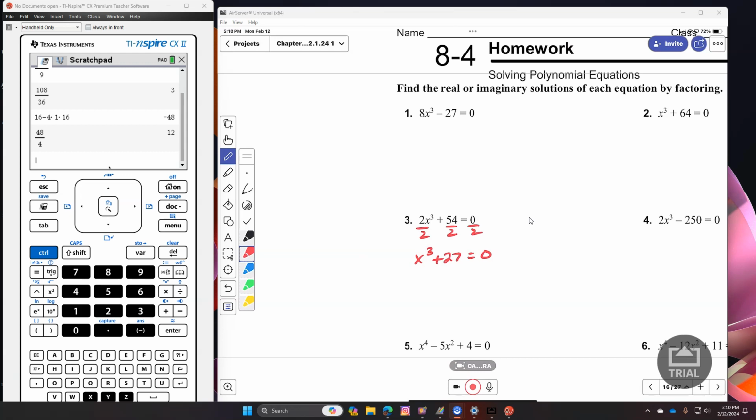Now, if I were to rewrite this, it would be x cubed plus 3 to the power 3 equals 0. And this can help us to now factor a sum of cubes. I'm going to give you the formula in class, so I'm just going to follow the formula. We know that x cubed plus y cubed will be the sum of x plus 3.